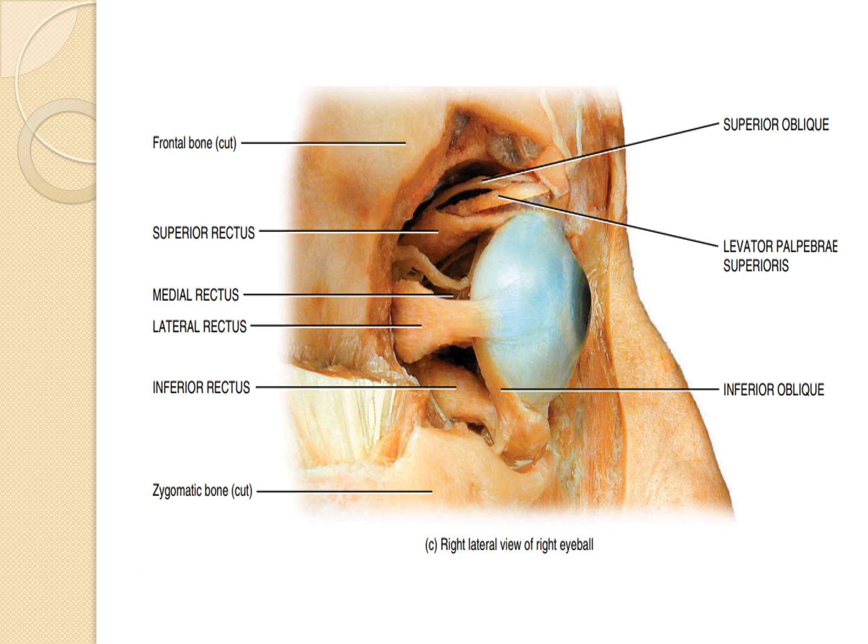This one is the right lateral view of the right eyeball. This muscle is the inferior rectus, and this one is the inferior oblique. Here you can see the levator palpebrae superioris, and above it is the superior oblique. This muscle is the superior rectus, this one is the medial rectus, this one is the lateral rectus, and this is the inferior rectus.